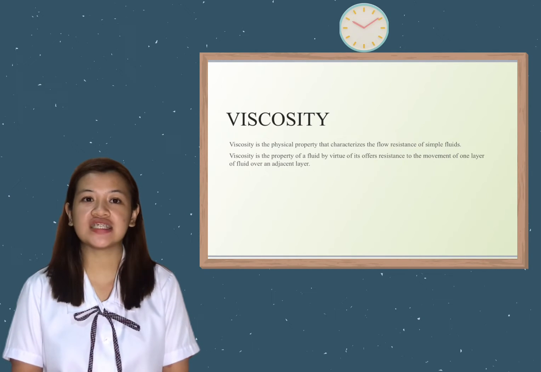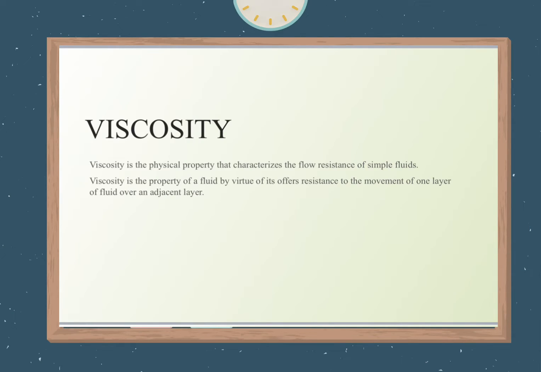Viscosity. Viscosity is the physical property that characterizes the flow resistance of simple fluids. Viscosity is a property of fluids by virtue of which they offer resistance to the movement of one layer of fluid over an adjacent layer. The viscosity of a fluid is a measure of its resistance to deformation at a given rate. For liquids, it corresponds to the informal concept of thickness. For example, syrup has a higher viscosity than water.